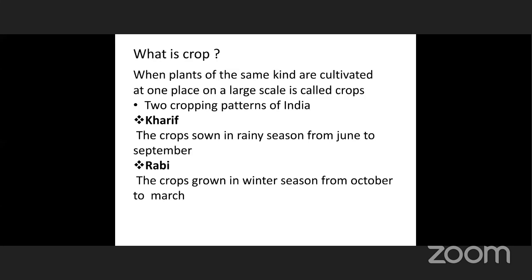Kharif, the crop sown in rainy season from June to September. Kharif is the crop which is sown in rainy season, that is from June to September. Rabi, these crops are sown in winter season from October to March. So, do you have any doubt?